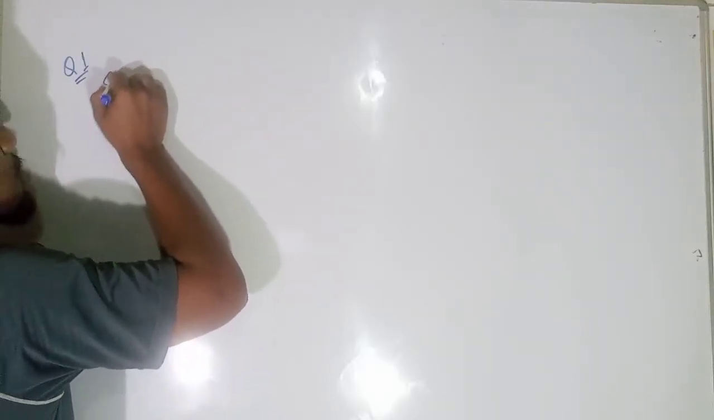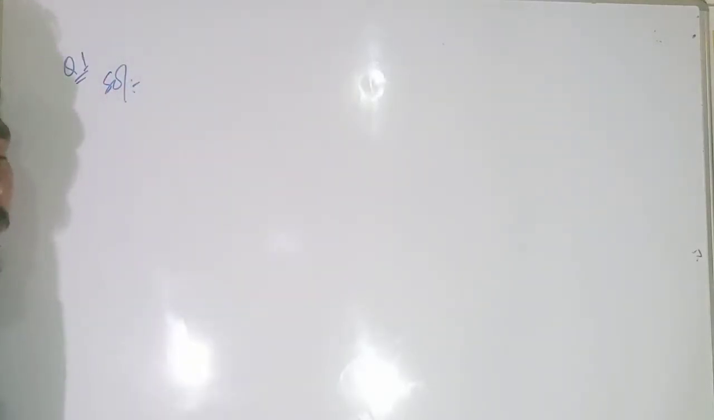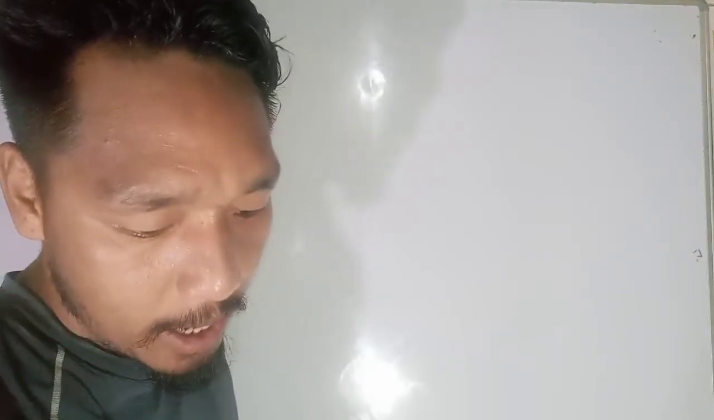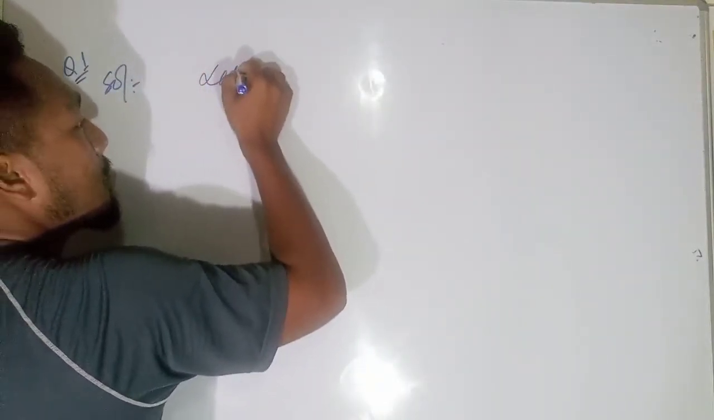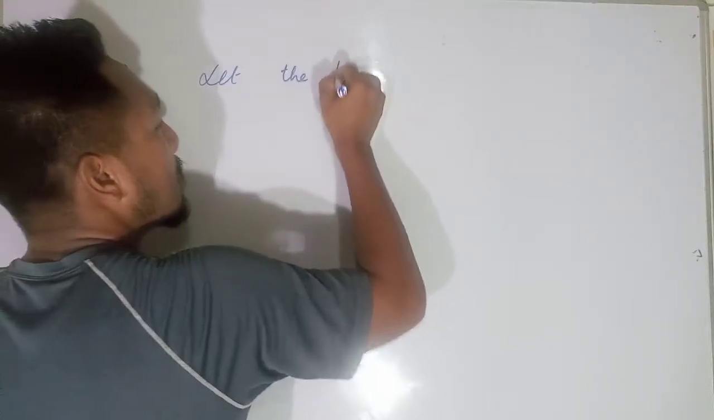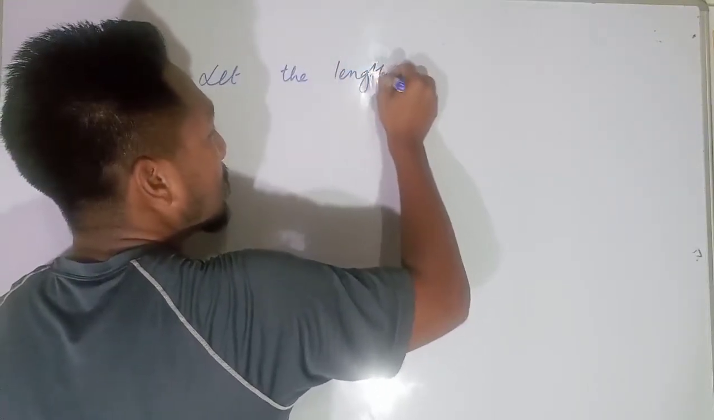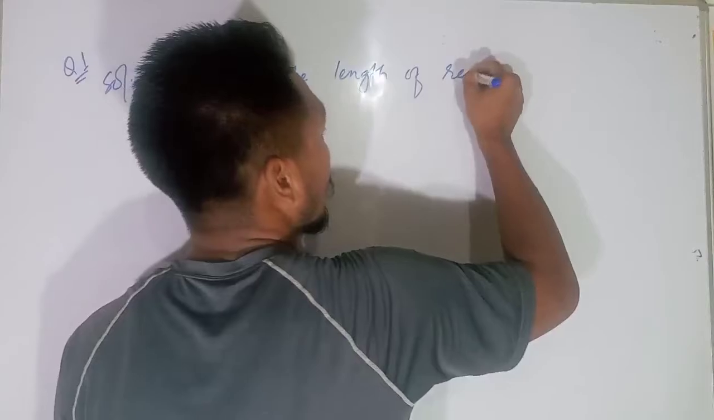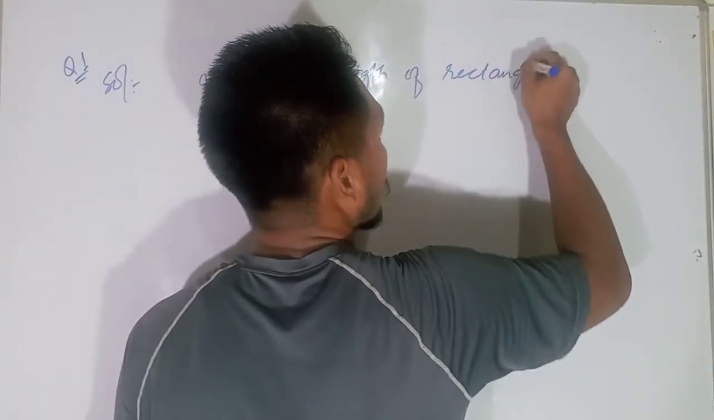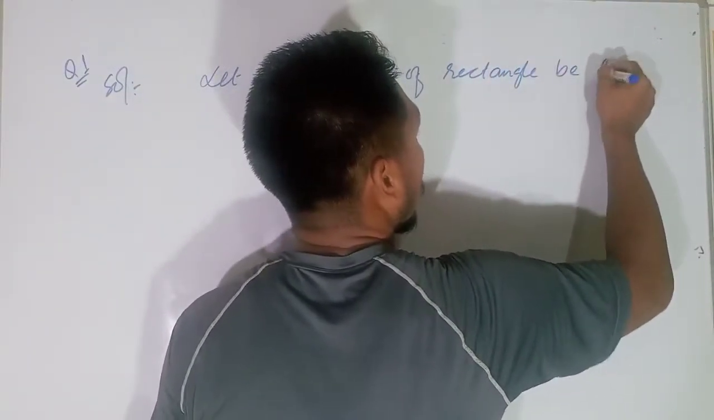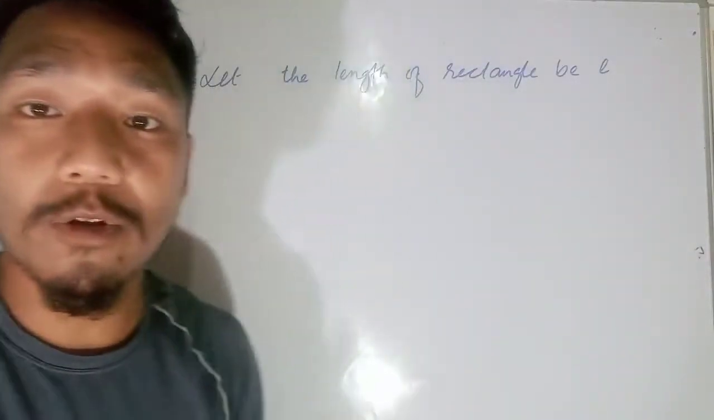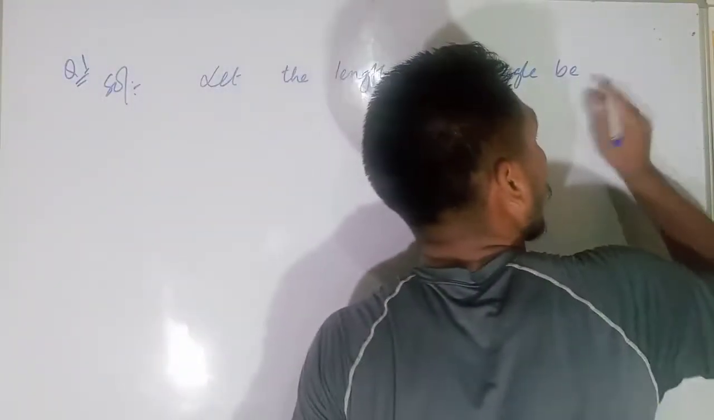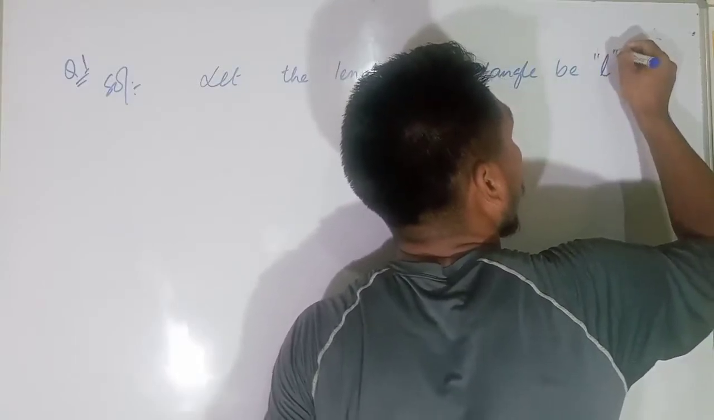Solution. Let us assume the length of the rectangle be L. We are assuming because we don't know the value, that is what we call a variable. So this is your L.